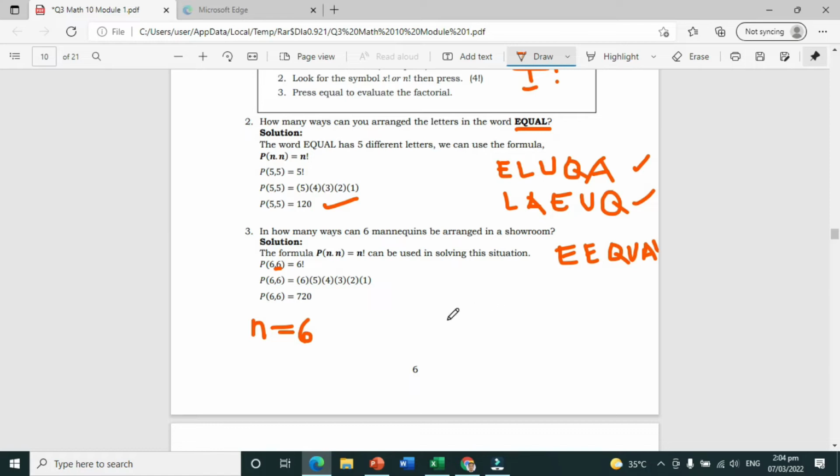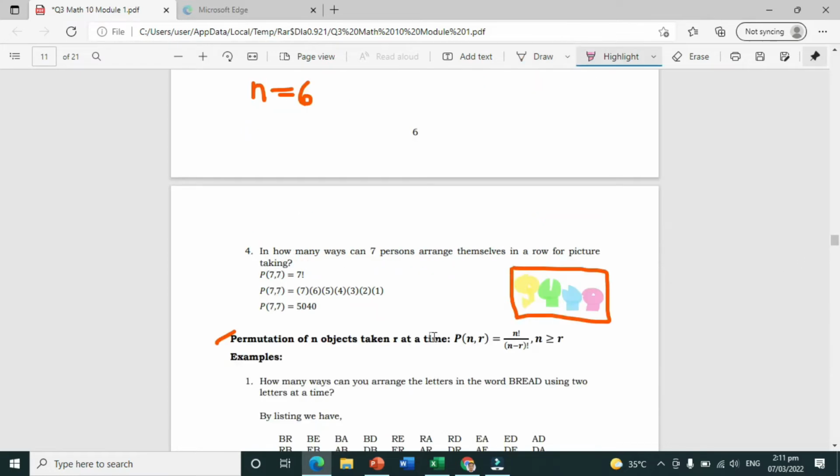So, maximize our time para maka-answer pa tayo ng ibang items. Okay, number 4. In how many ways can 7 persons arrange themselves in a row for picture taking?